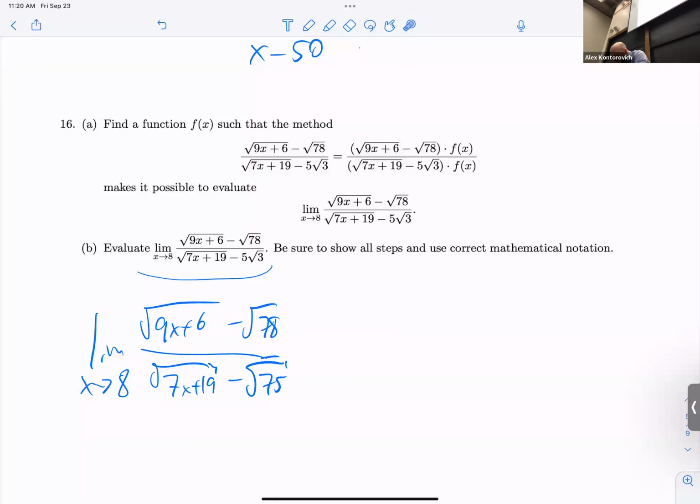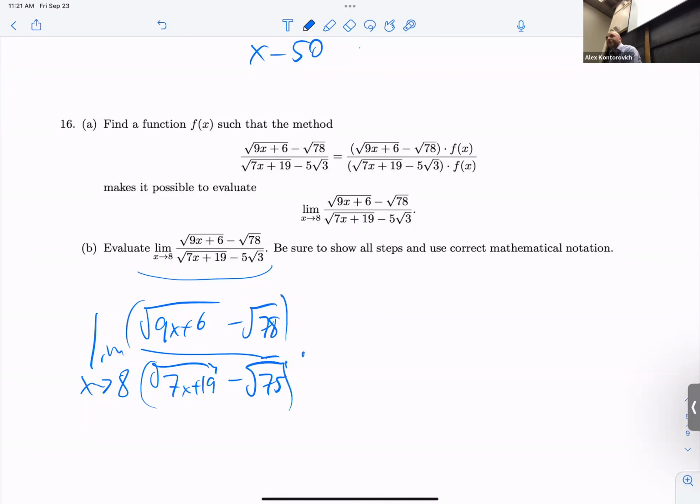Okay, let's see. Do both of these things go to 0? That's my guess. I have something going to 0 on top and on bottom. If x is 8, so I have 8 times 9 is 72 plus 6 is 78. I have 7 times 8 is 56. 56 plus 19 is 75. All right, fine. What are we going to do to fix the numerator?